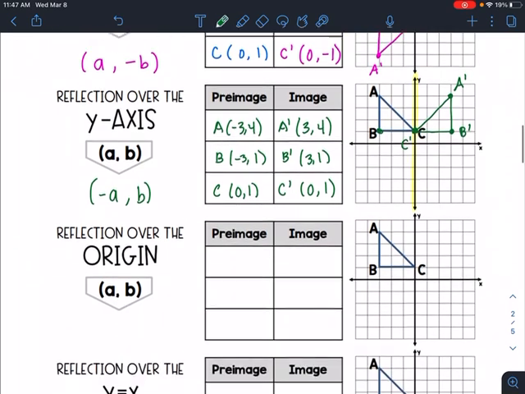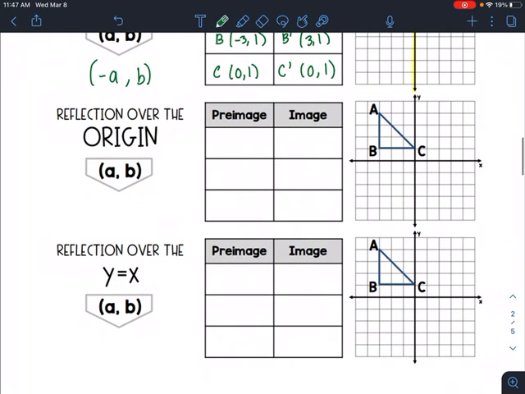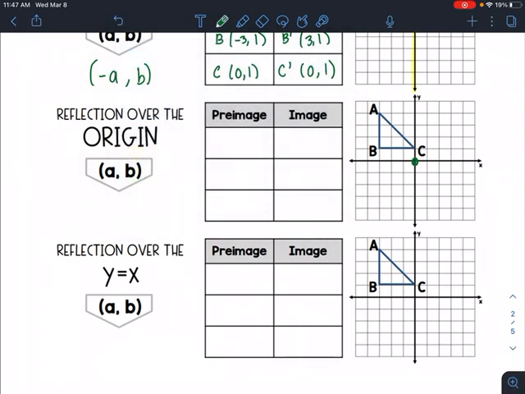Okay, so reflection over the origin. So remember, the origin is going to be right here. It's 0, 0. If I were to fold this piece of paper, I'm going to reflect it down this way and then across this way.